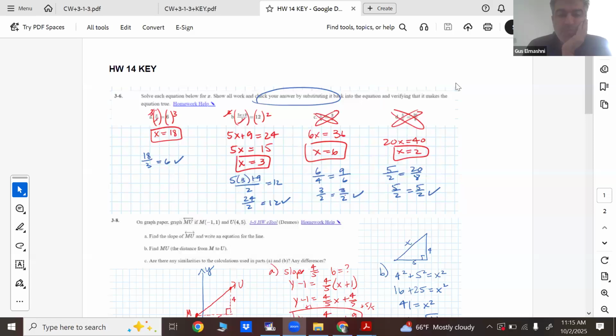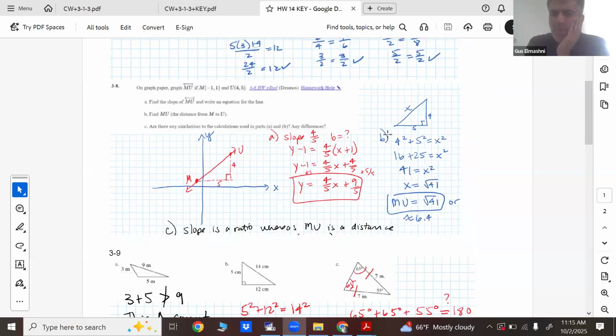For 3-8, that's just practicing coordinate geometry, applying the points, find the slope, rise over run. You should know that. If you want to find the distance, you use the Pythagorean theorem. Distance is really easy to find if you use the Pythagorean theorem. Are there any similarities to the calculation in parts A and B? Kind of a little bit. You'll notice the slope's a ratio, whereas the distance is a length. So that's the difference, I guess.